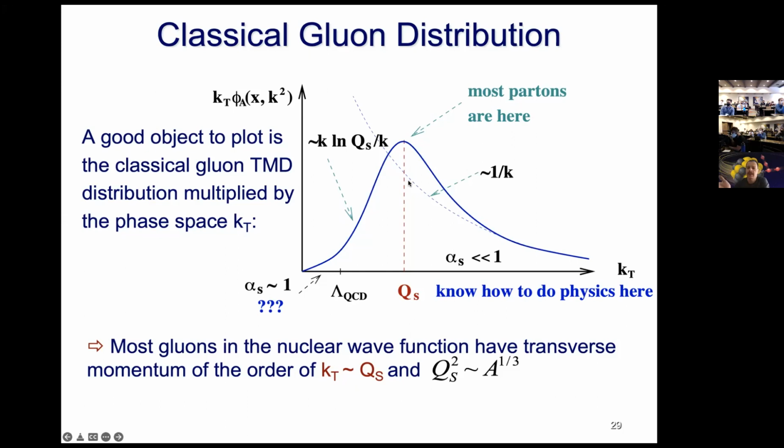And again, if qs is large enough, because qs squared scales as A to the 1/3, most gluons are sitting in the perturbative region with kt of the order of qs, and that justifies our application of perturbation theory, of using the small coupling in this picture. Okay, so that's another way of understanding saturation, just by looking at the wave function of a single nucleus, calculating the classical field and calculating the classical gluon TMD.